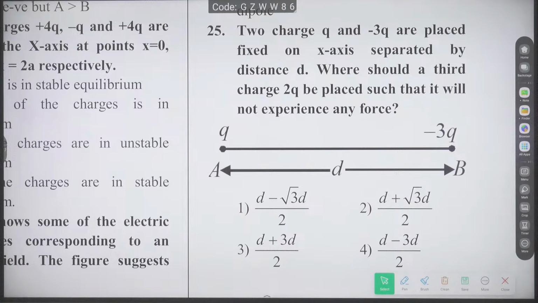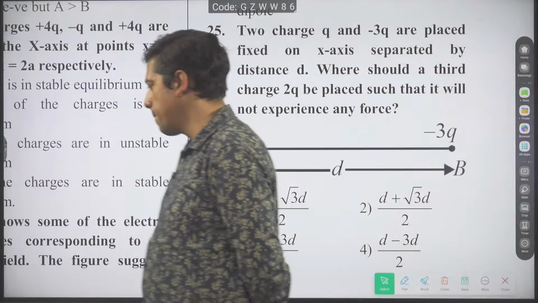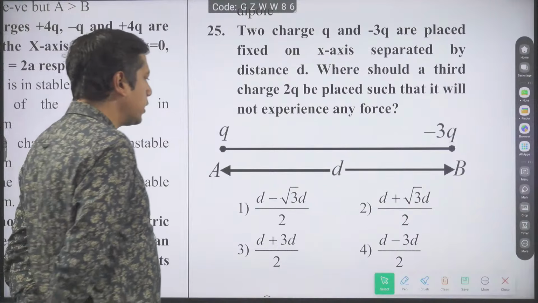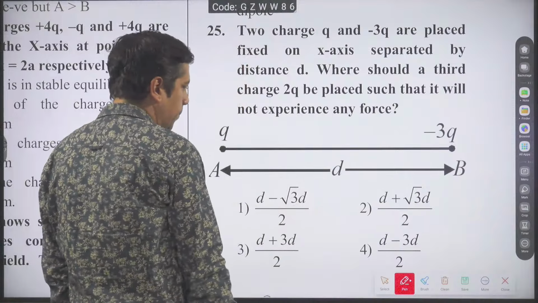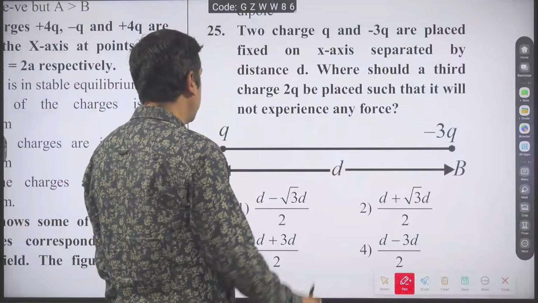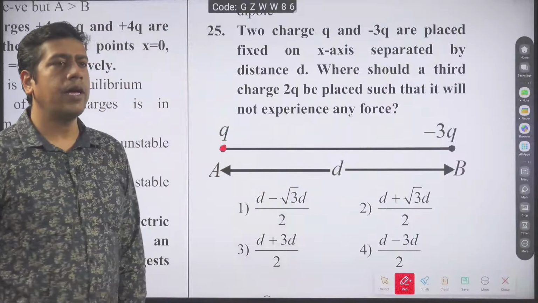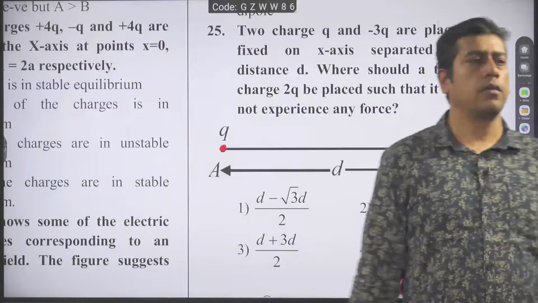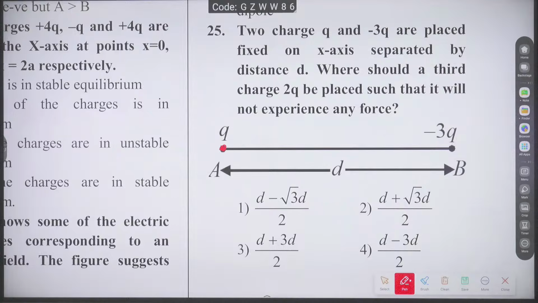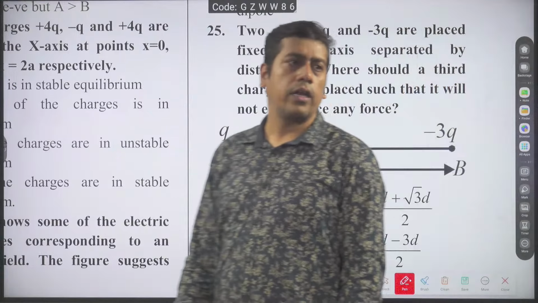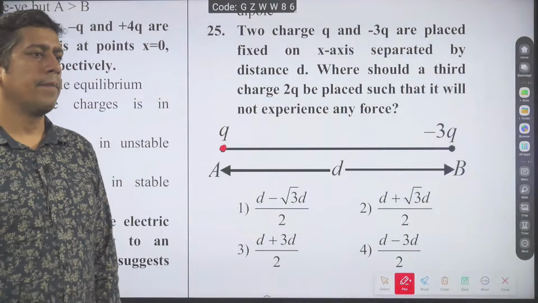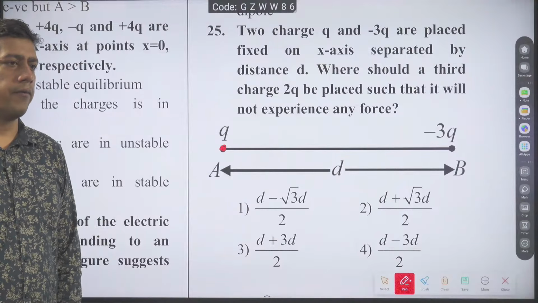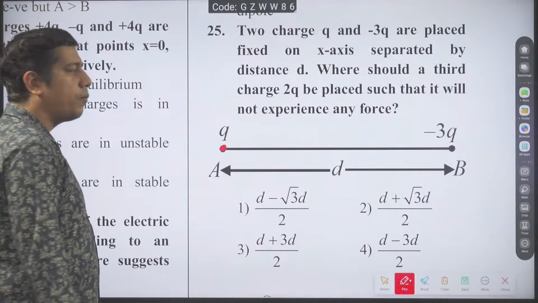Okay, so we have not mentioned from which charge. Where should the third charge be? Let's find the distance from Q only. Let's find where it will be. The third charge, where it should be placed. Left, middle, or right? Come on, tell me the answer of this one only. Left, middle, or right? Yes, it should be placed in left.